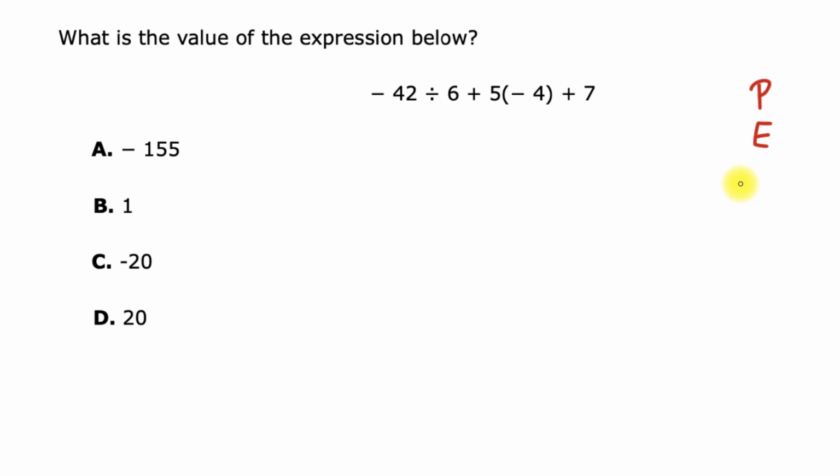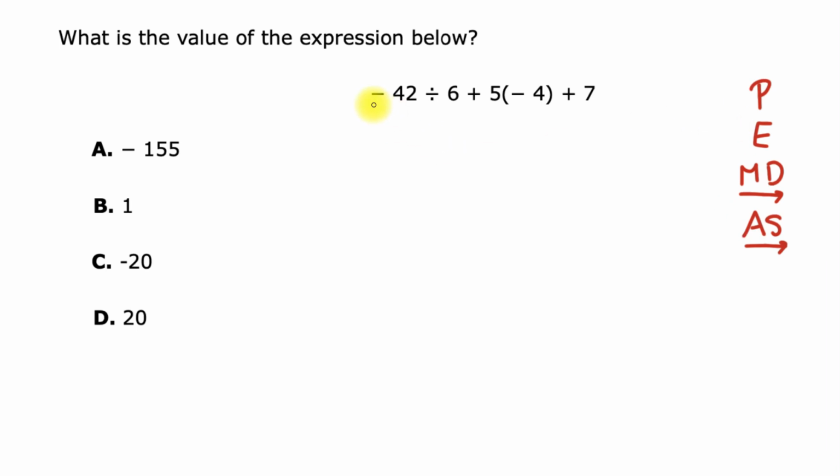The third step is a little bit tricky. It's M or D, which stands for multiplication or division, whichever comes first from left to right. And finally is step 4, which is addition or subtraction. And like step 3, it's done from left to right.